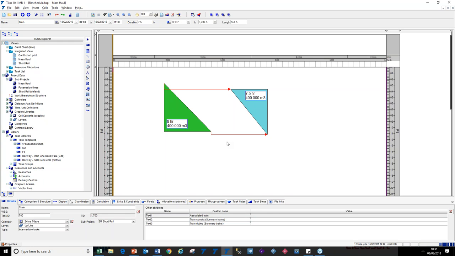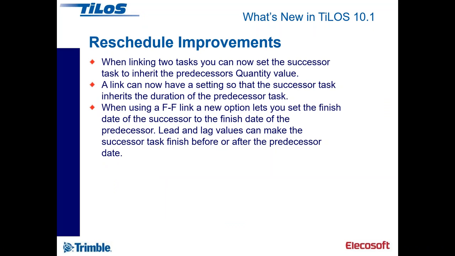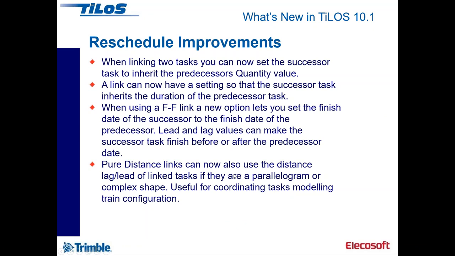Those are very useful features for those who do some scheduling, and you can only do certain scheduling in Tilos that you can't do anywhere else. But also for those who've been into this as well, because this existed in Tilos 9, you can have pure distance links, and these can now pick up the lead and lag values from a complex shape.